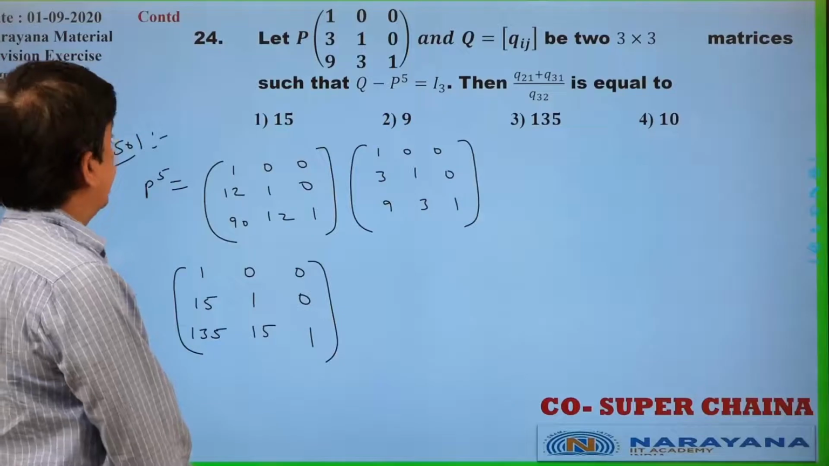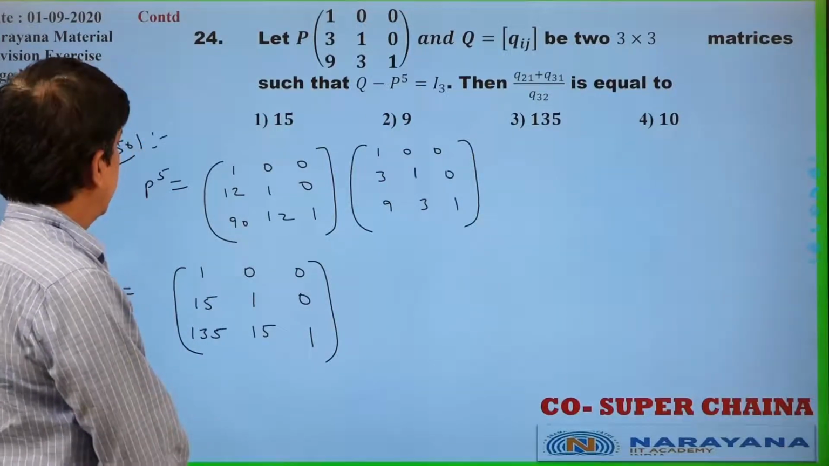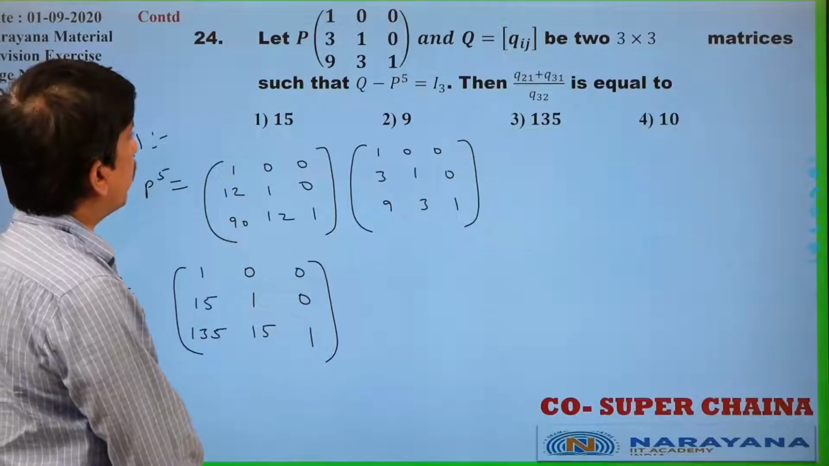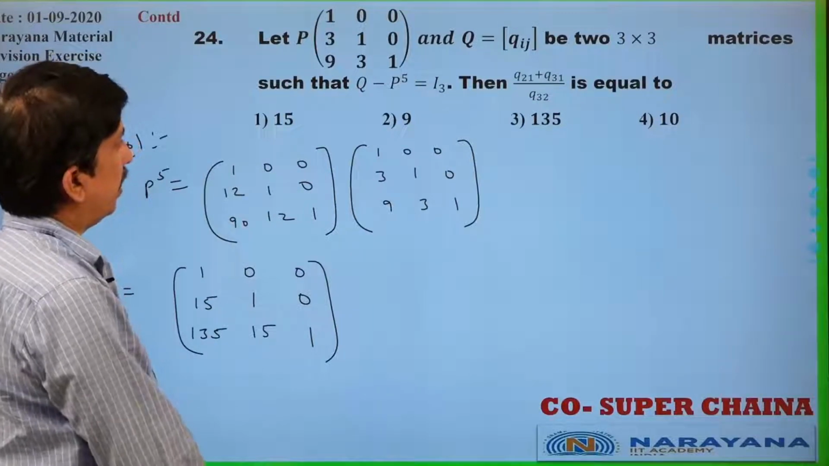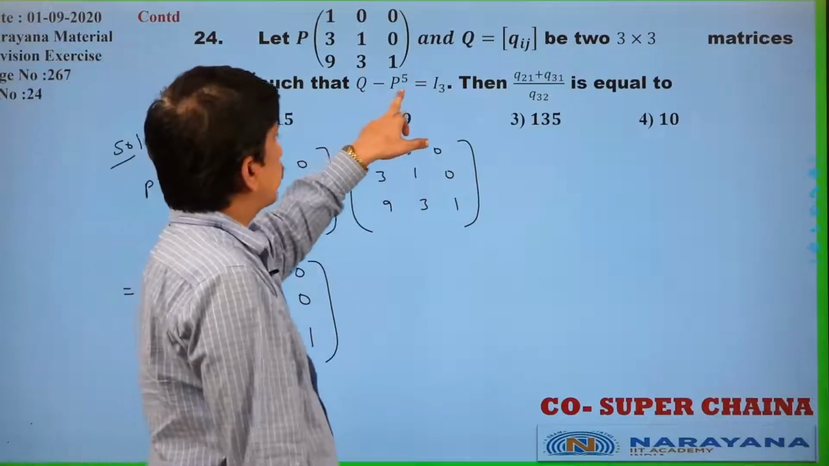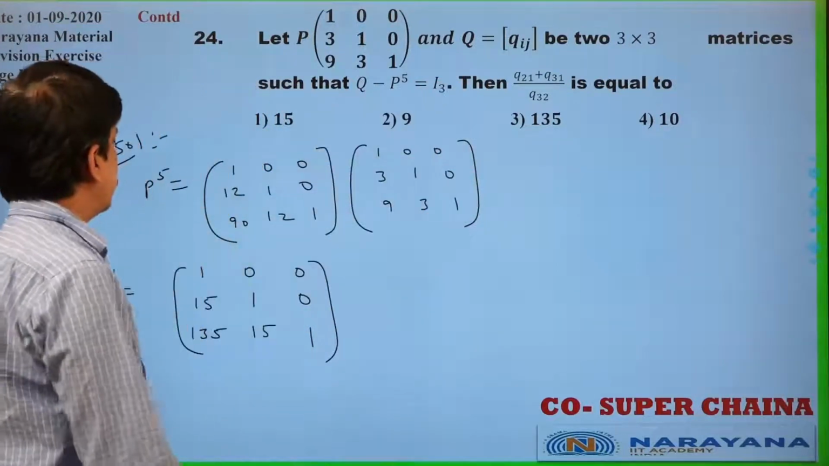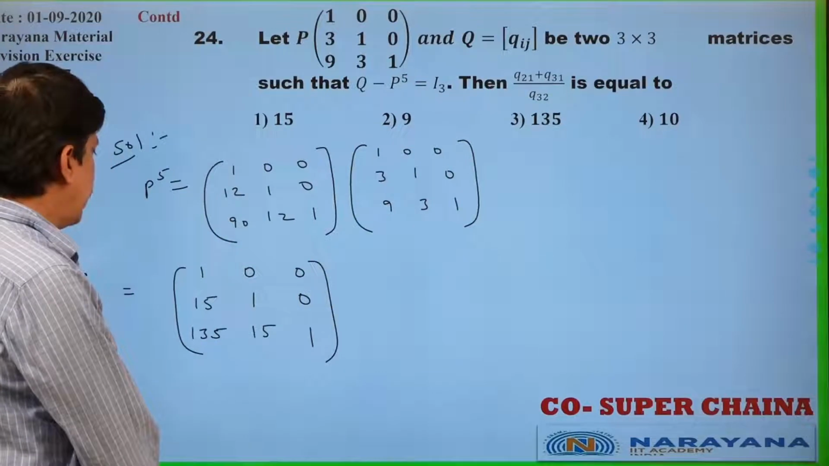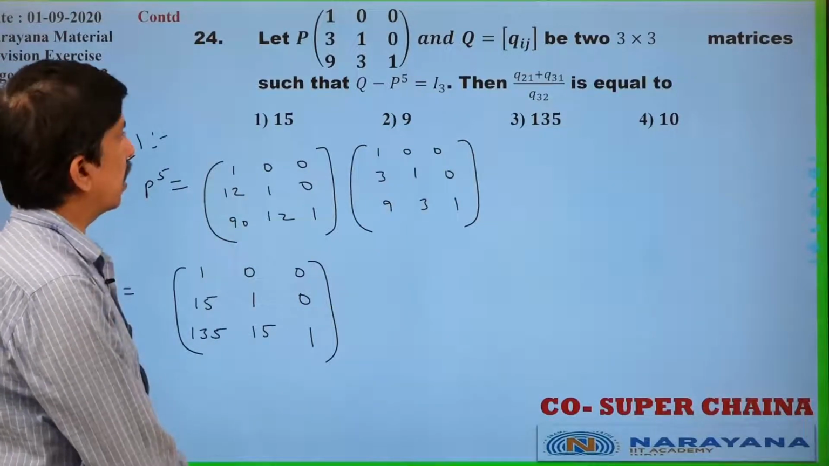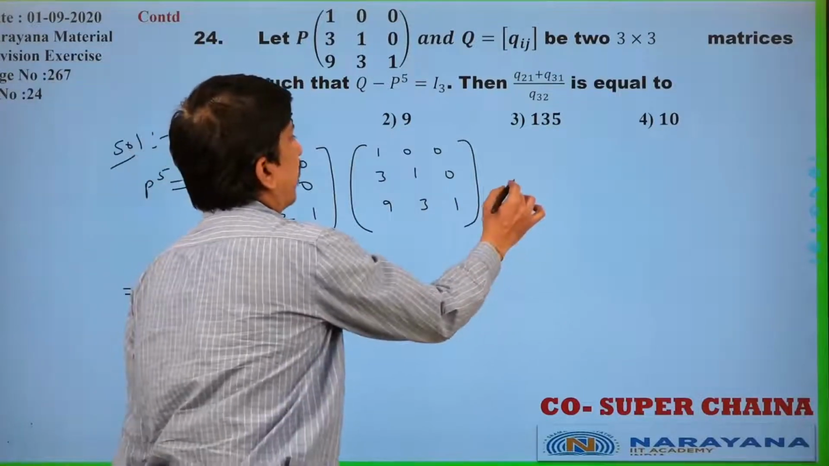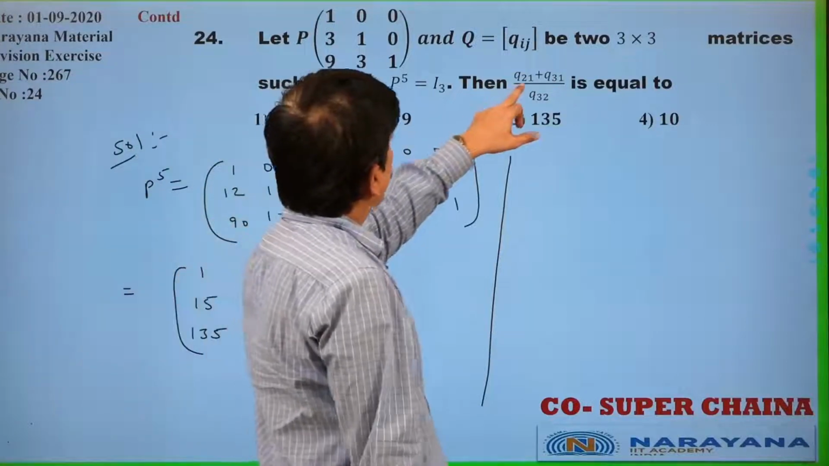They have given that Q minus P power 5 is equal to I3. Now, Q is equal to P power 5 plus I3. That was given. Q minus P power 5 is equal to I3. I3 means 1, 0, 0, 0, 1, 0, 0, 0, 1 only. Is it clear or not? Now, then after what will happen once you check this one? They are asking to find Q21.